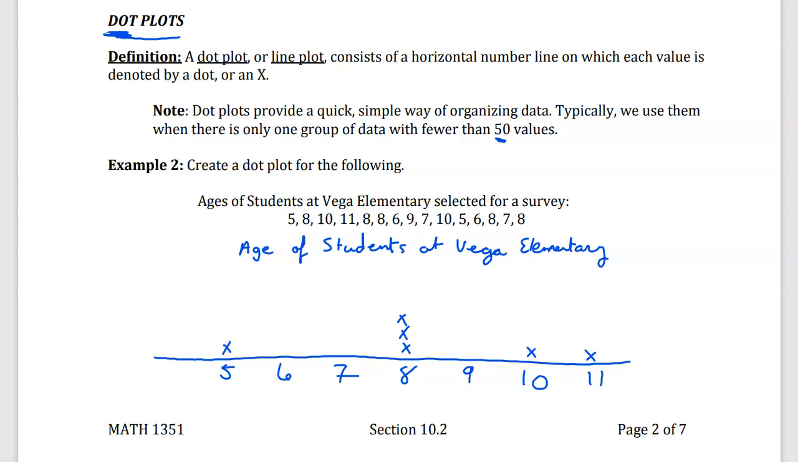dots for each individual. Then we have a 6, we have a 9, a 7, another 10, a 5, another 6, another 8, another 7, and another 8. And I'm going to put down here just the ages. Okay? And that's literally what a dot plot is.